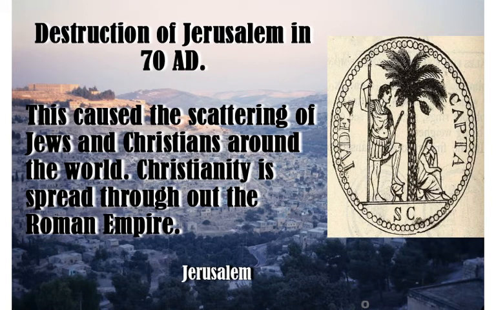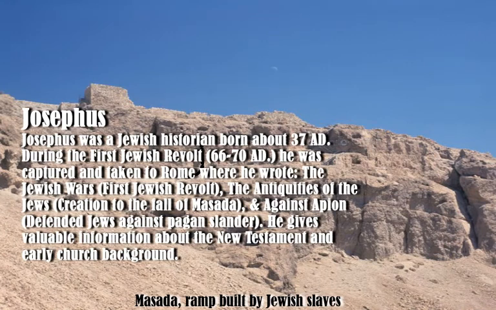Another key, very important event was the destruction of Jerusalem in 70 A.D. by Titus. This caused the scattering of the Jews and Christians around the world. And as a result of this, Christianity is spread throughout the Roman Empire. There was the first Jewish revolt, and it resulted in Vespasian coming, and then he had to go back to Rome to become emperor, and Titus was left to destroy Jerusalem. A key event.